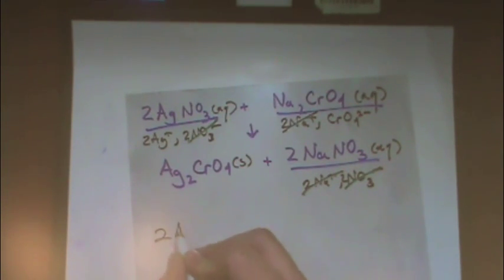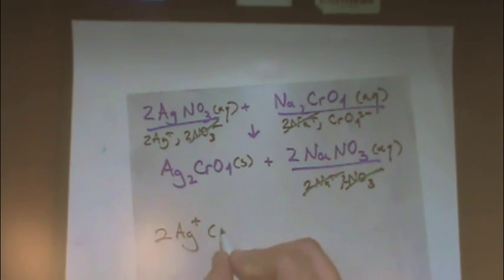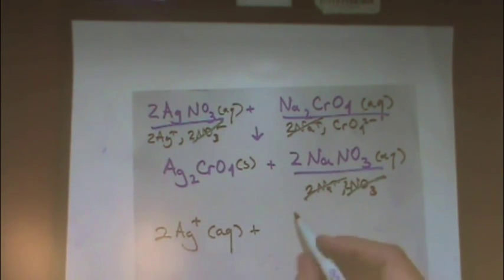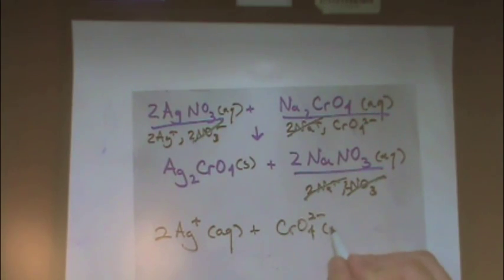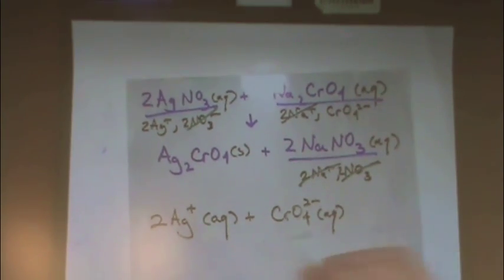We've got 2 Ag+ aqueous plus CrO4 2- aqueous goes to a silver 1 chromate. That'd be my net ionic equation.